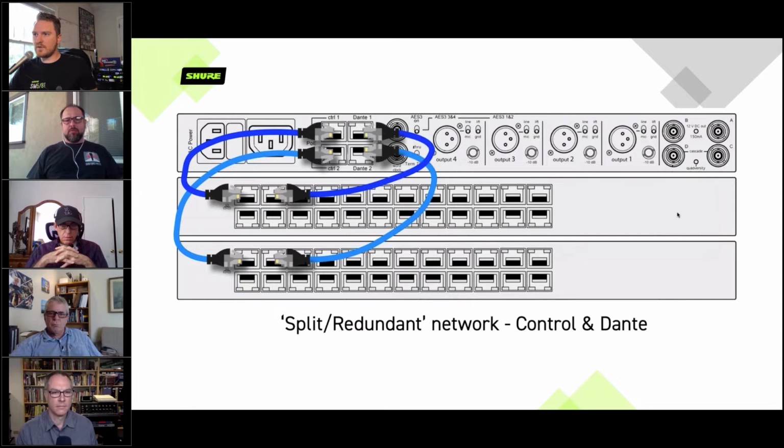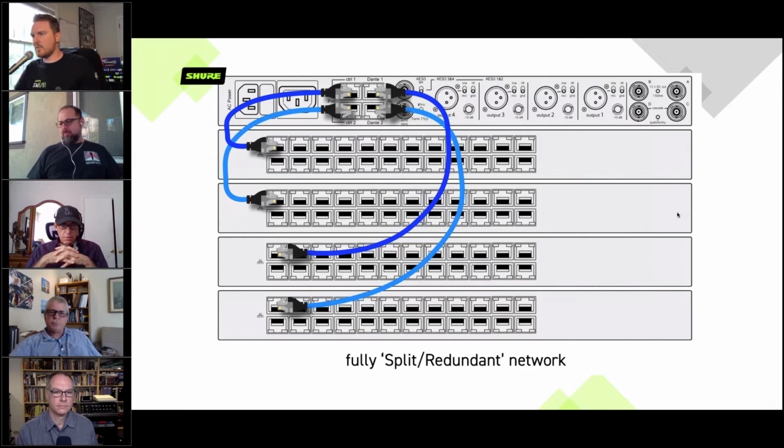A split redundant of control and Dante. And your fully split redundant network with 4 separate network switches and 4 separate networks for your control 1, control 2, Dante 1, and Dante 2.